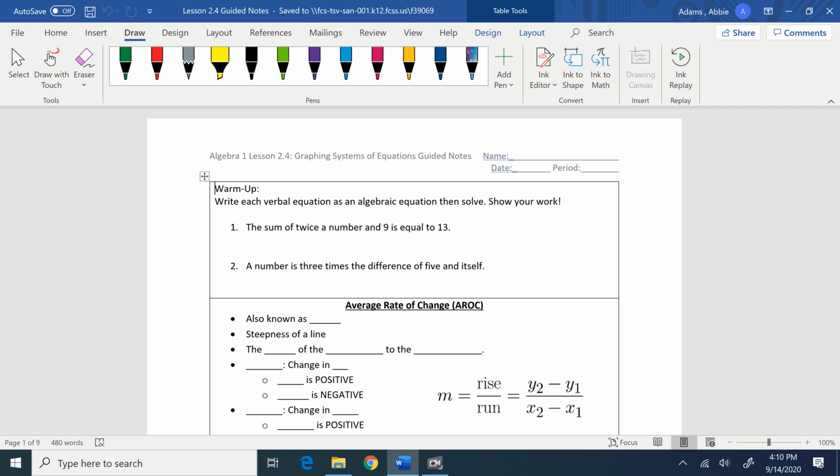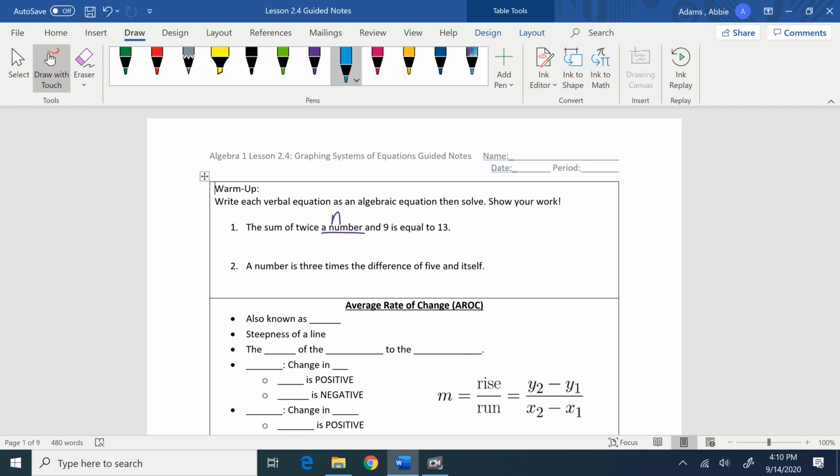So this first one says the sum of twice a number and 9 is equal to 13. Let's see if we can identify some things in here. First off, we have a number. It's not defined, so we're going to need to give a variable here. For a number, I'm just going to put the variable n.